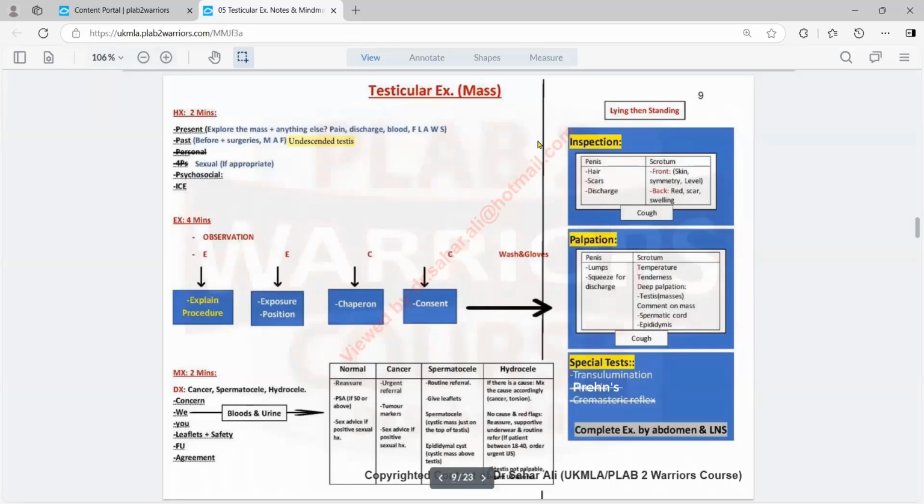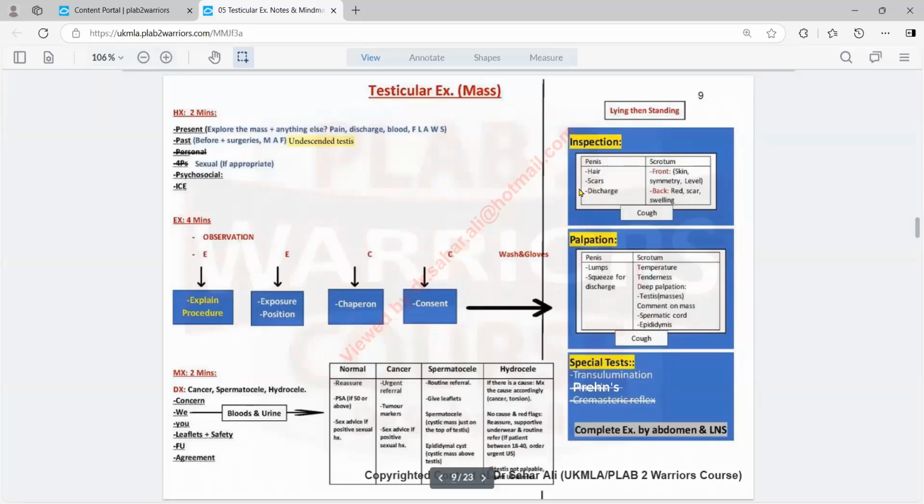You tell the patient that, and then you'll start your inspection. In your inspection, what you are going to inspect is the penis and the scrotum. In the penis, you are going to inspect hair distribution, if there's any scar or any discharge from the penis.